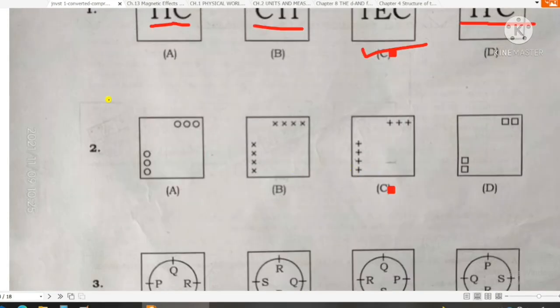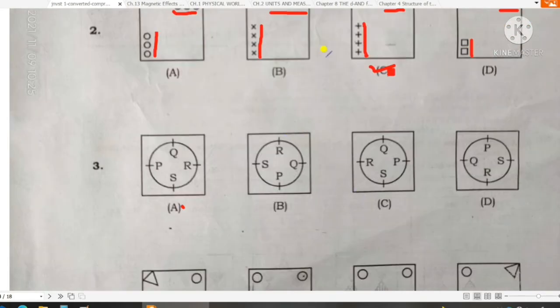Then the second question. You can see here three circles, here three circles, here four multiplication signs or cross signs, here four, here also two squares, here also two squares. But in this case, there are four plus signs and only three plus signs. So this is the right answer. You have to identify the different one.